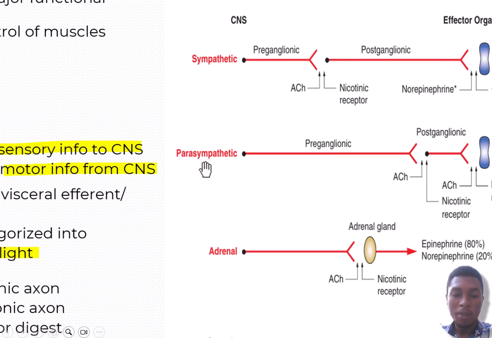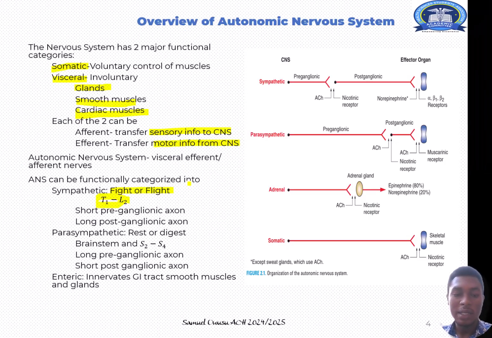Okay, compared to that, the parasympathetic nervous system, which is the rest and digest system, arises from the brainstem and then S2 to S4. The brainstem means that we get some portions from the cranial nerves 3, 7, 9, 10, and then the pelvic splanchnic nerve, that is from S2 to S4. It has a long preganglionic axon and then a short postganglionic axon compared to the sympathetic nervous system.